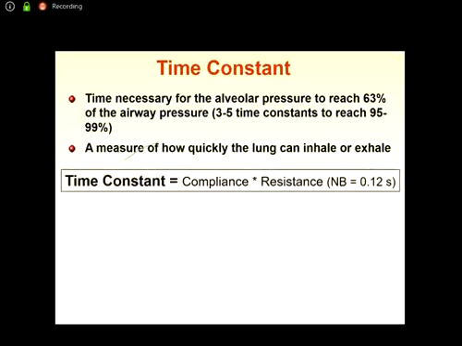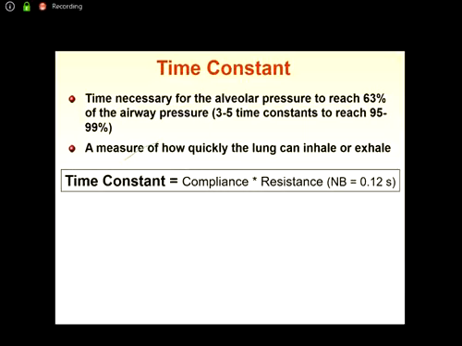Now, the formula for time constant is compliance times resistance. In normal newborn babies it is about 0.12 seconds. So if you need 3 to 5 time constants, with 0.3 to 0.4 seconds, in a normal condition you can fully get air into the alveoli, and you can fully eliminate that air from the alveoli during expiration.